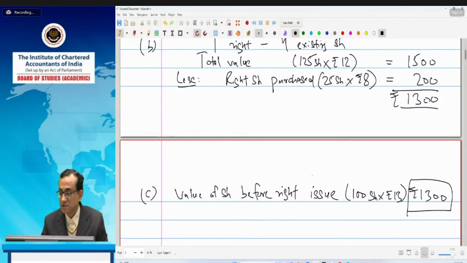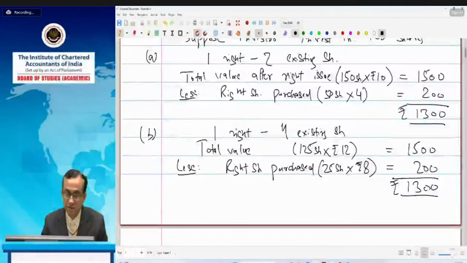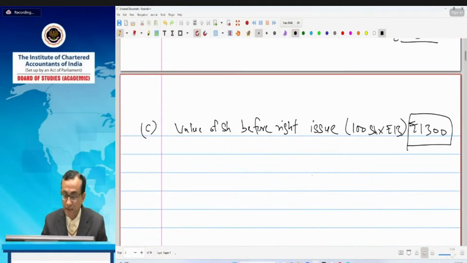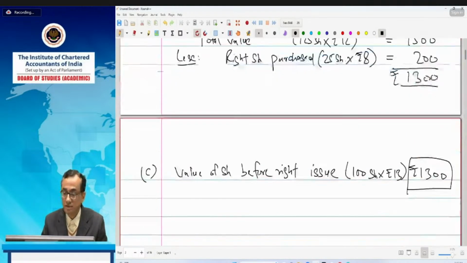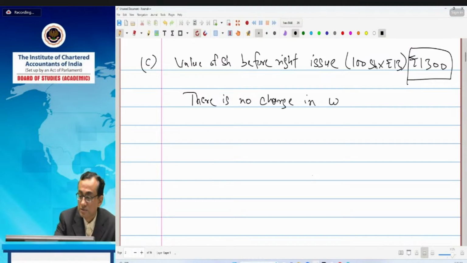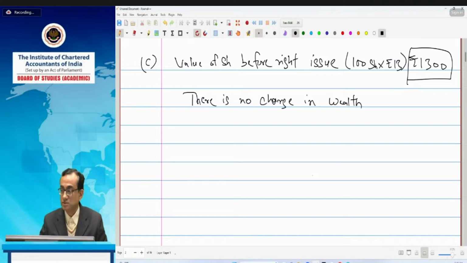So we see that in all these situations, whether one right share is issued for two existing equity shares, or one right share is issued for four existing equity shares, or if right shares are not issued at all, the wealth of the shareholders will remain the same. So there is no change in the wealth of the shareholders.